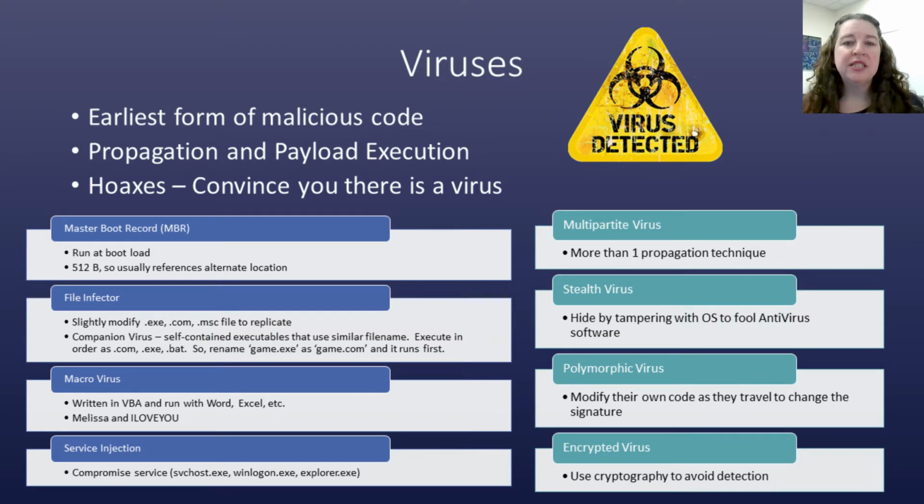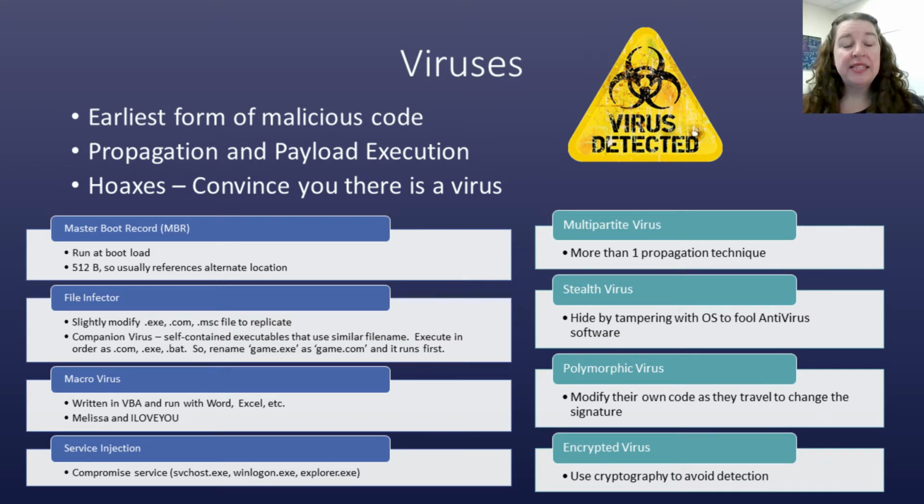Viruses were the first type of malicious code that we were able to recognize and work through. The purpose of a virus is to both propagate and execute its payload. So you're going to be doing some sort of a download and it's going to install some sort of malicious code onto your computer, which is then going to find ways to replicate itself from that software and execute its payload, which may be the same thing, and they may be two separate sections of the virus. There's a lot of different ways that you can get infected.